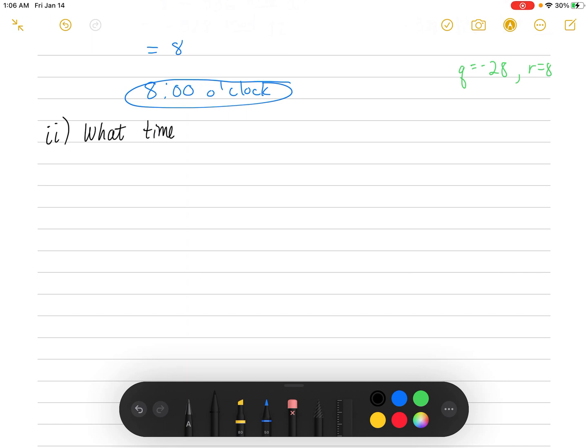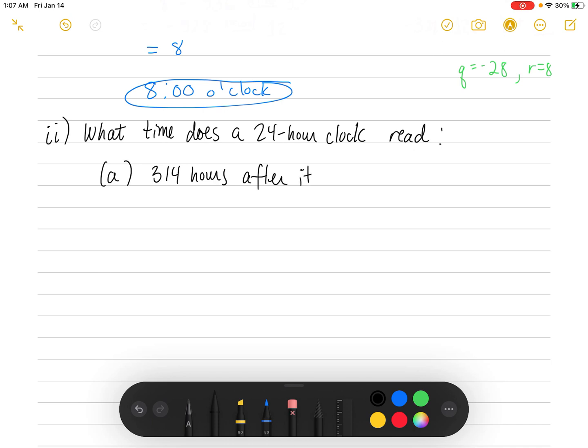What time does a 24-hour clock read? Part A, 314 hours after it reads 1600. Okay, so we're starting at 1600, and we're going forward in time.